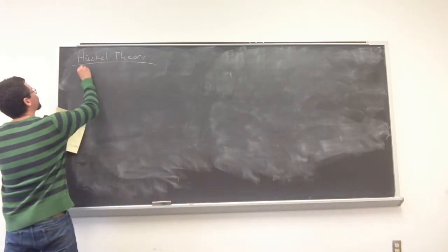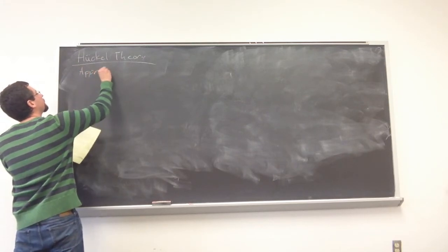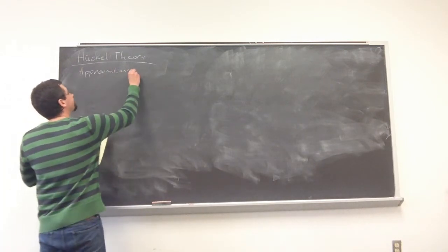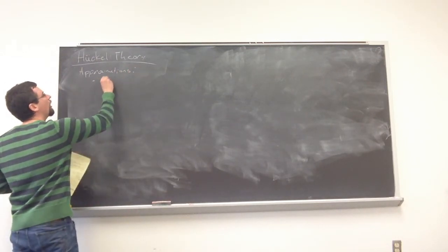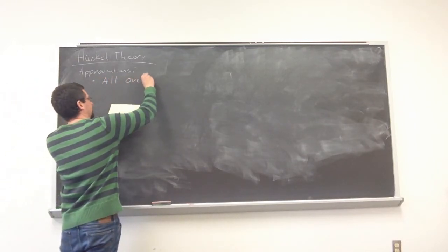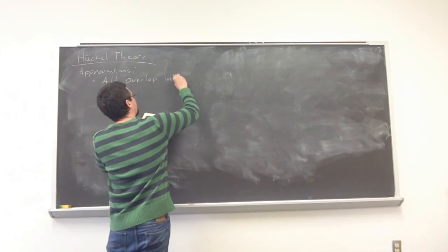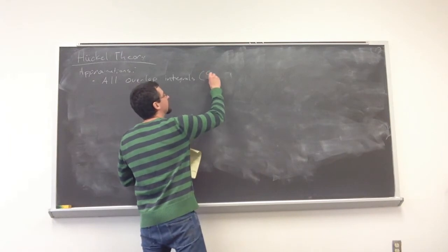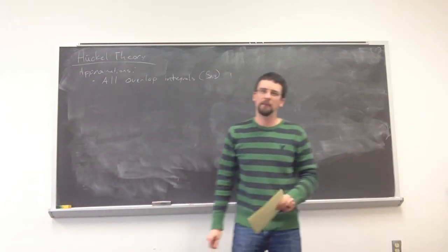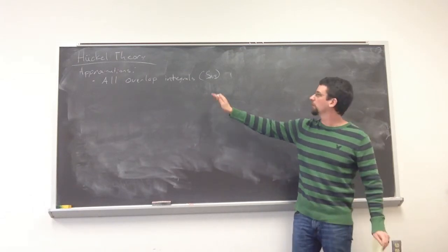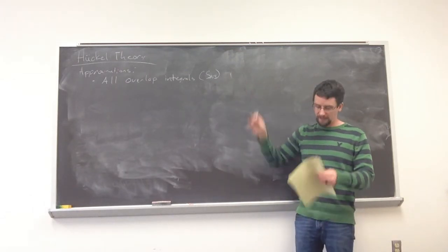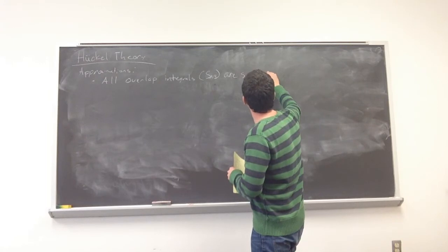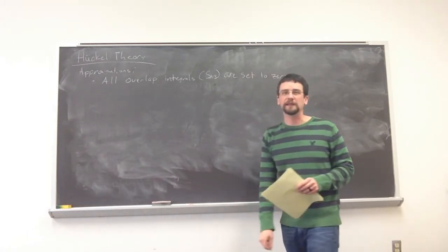So there are several approximations that are made when using Hückel theory. So all overlap integrals, usually given the symbol S. We're going to use SAB. That's the overlap integral between orbitals on atom A and atom B, are all set to 0. So all of those get set to 0.